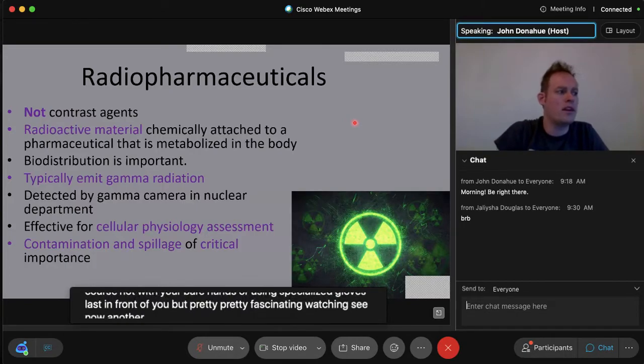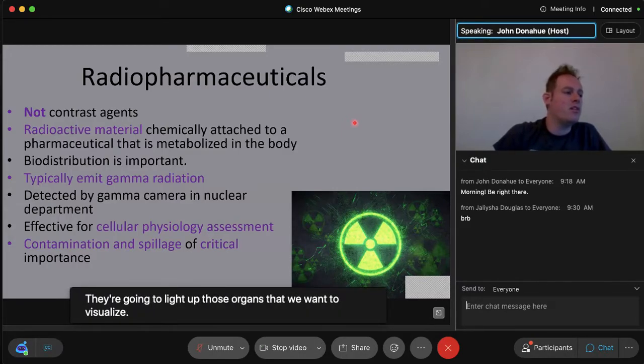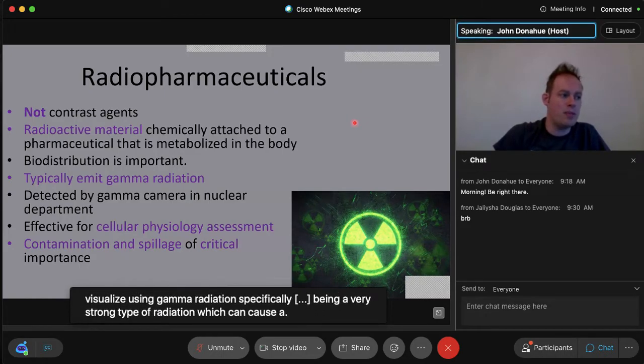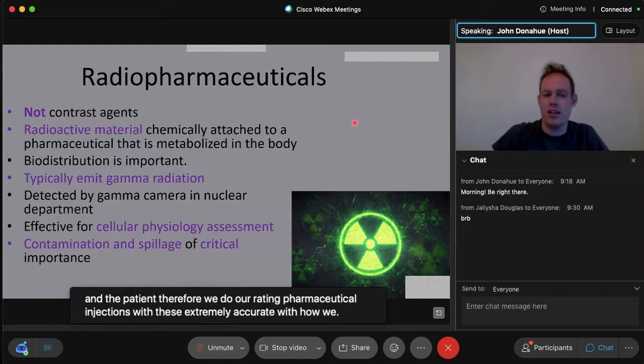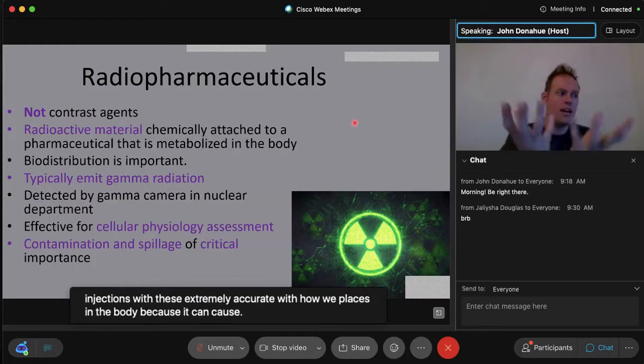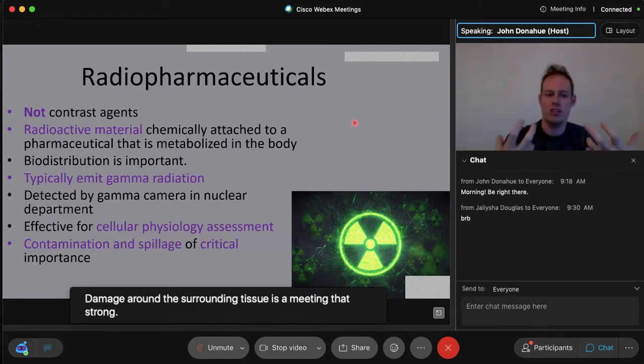Now, another key point of those radiopharmaceuticals, they're going to light up those organs that we want to visualize using gamma radiation specifically. Gamma radiation being a very strong type of radiation, which can cause a lot of damage in the patient. Therefore, when we do our radiopharmaceutical injections, we have to be extremely accurate with how we place those in the body because they can cause residual damage around the surrounding tissues because of emitting that strong gamma radiation.